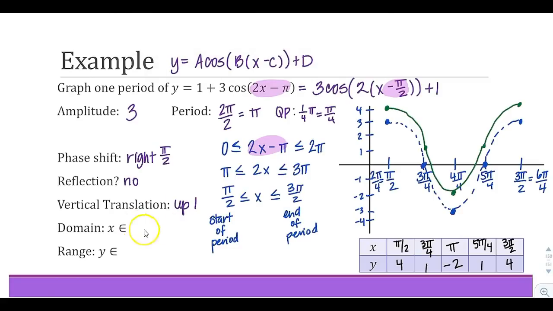So if I identify my domain, well, this graph does go on and on forever. We just found one period, so -infinity to infinity. But the range of my final graph is from -2 on the y-axis up to +4. So my range is -2 to +4.